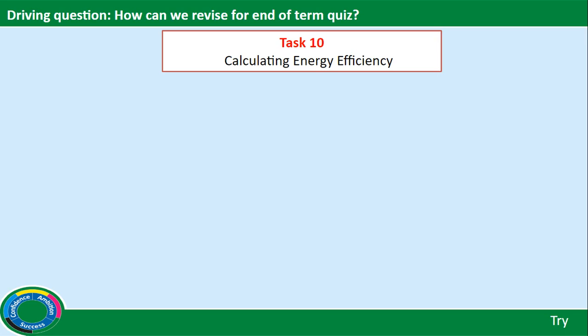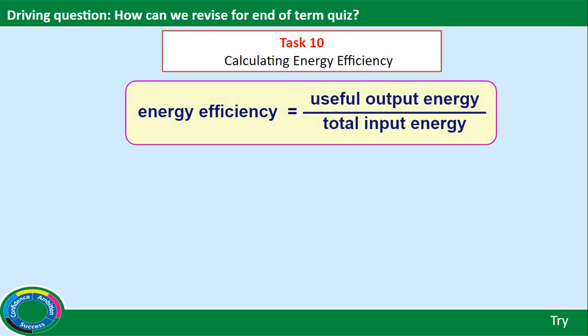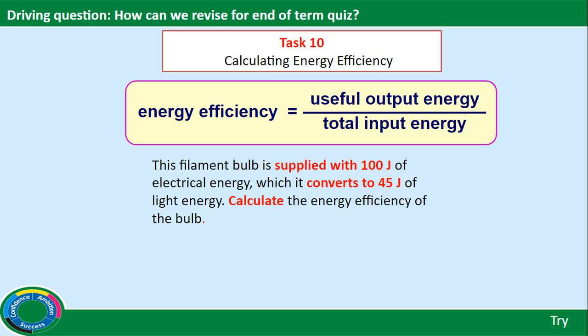Right. You will also need to know how to calculate energy efficiency. Energy efficiency is equal to the useful output energy divided by the total input energy. Your first example: this filament light bulb is supplied with 100 joules of electrical energy, which it converts to 45 joules of light energy. So you've got the output there and the input. It says calculate the energy efficiency of the bulb. Your answer will be 45%.